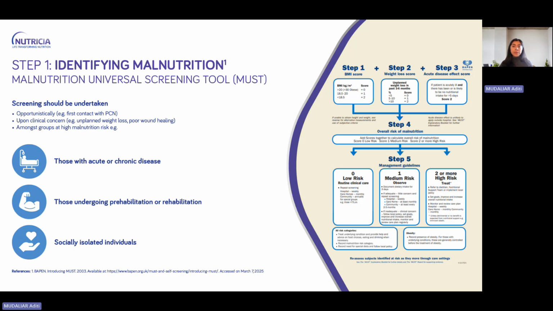Screening should also be performed upon clinical concern. Examples of clinical concern include unplanned weight loss, changes in appearance, signs of muscle wasting, including in those who are deemed obese, reduced physical function, and more. Additionally, screening should be done amongst high-risk groups, such as those with acute or chronic diseases, individuals undergoing prehabilitation or rehabilitation, and socially isolated individuals who may otherwise be overlooked.